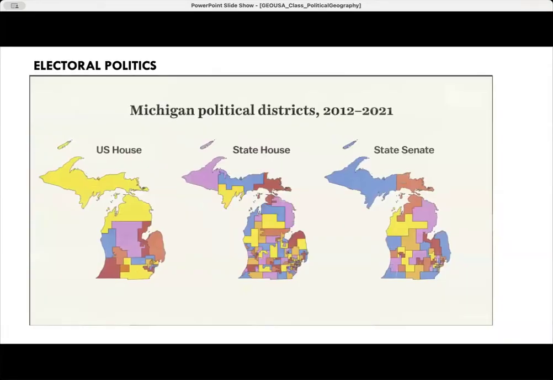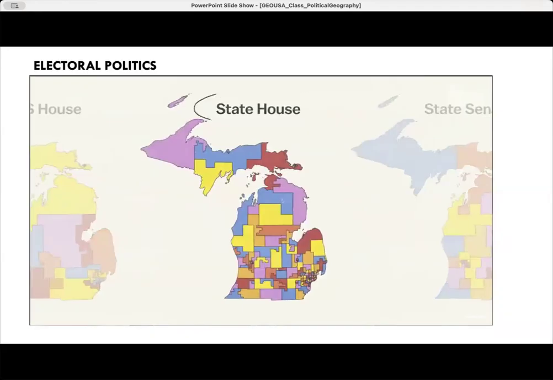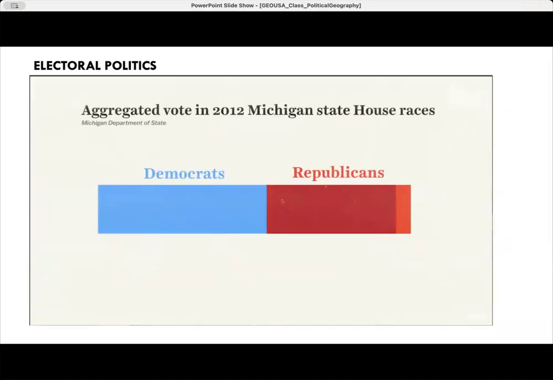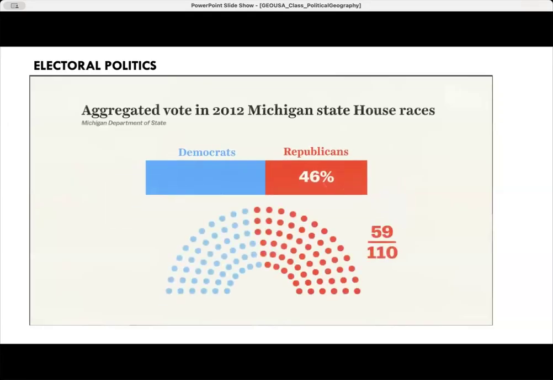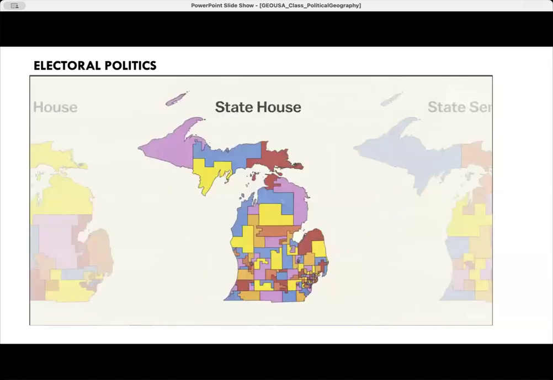But once those maps took effect in the 2012 election, the impact was clear. Let's just look at these, the State House of Representatives districts. If you added up the votes across all of these districts in 2012, Republicans only won about 46% of that vote, but they ended up with 59 out of 110 seats, which was a majority. Meaning they had successfully skewed this map in their favor.